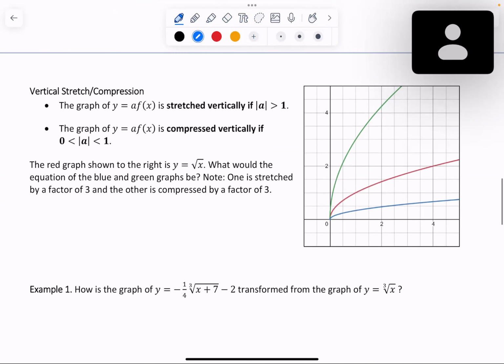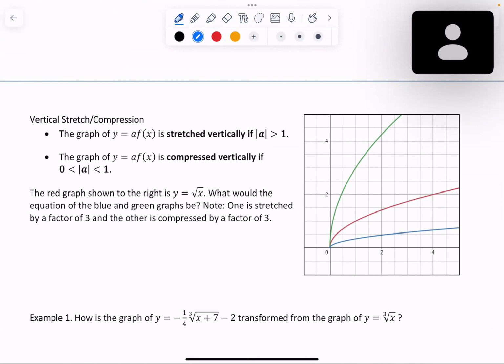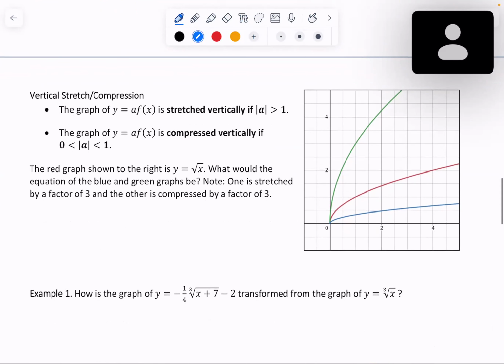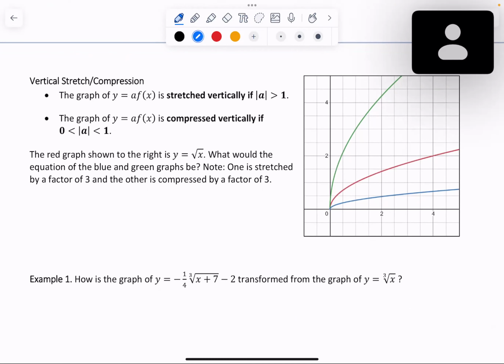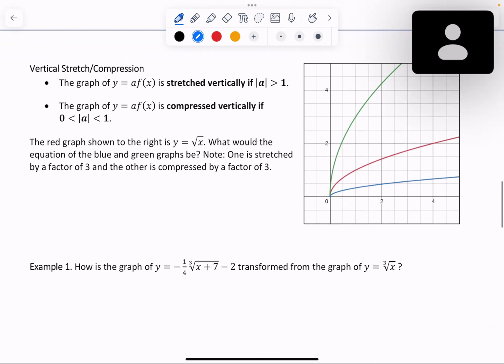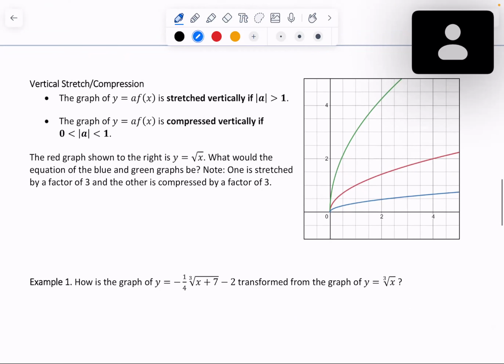So here it says the graph of y equals a times f of x is stretched vertically if a is greater than 1 in absolute value. So if I take the absolute value of a and it's greater than 1, then it'll be stretched vertically. So that means it's going to grow faster. But if I want to compress it vertically, then that value of a is between 0 and 1 in absolute value, and it grows slower. So here it gives an example of where the basic function is the square root of x. One of them is a stretch, one of them is a compression.